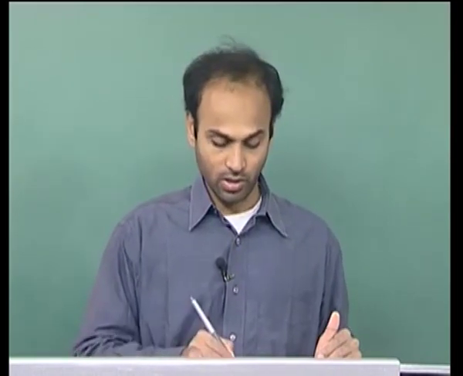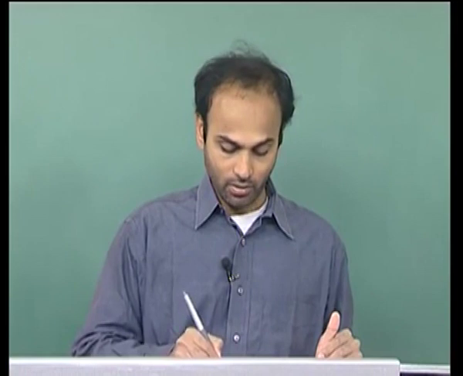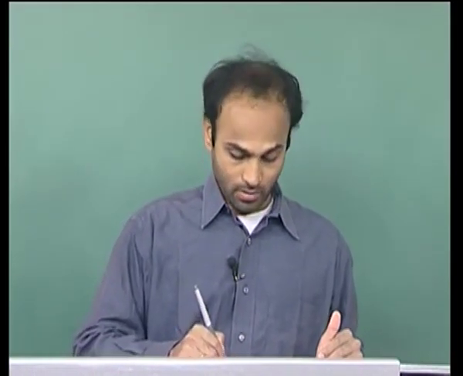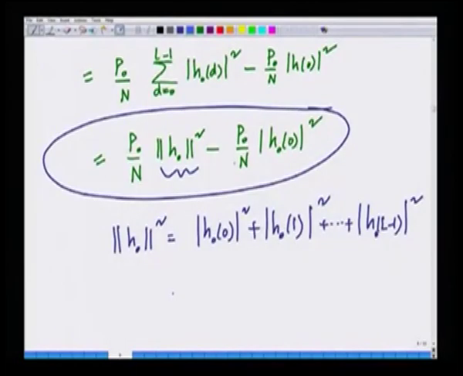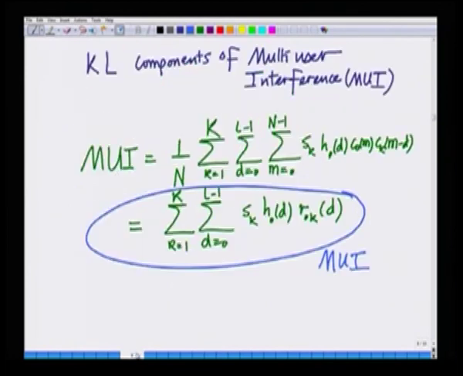All right, and our aim was to compute what the signal to interference plus noise ratio looks like at the receiver. For that, we started with computing the multi-path interference from the desired user, and we said the multi-path interference is given by this expression over here, that is P naught over n norm H naught square minus P naught over n norm H naught 0 square.